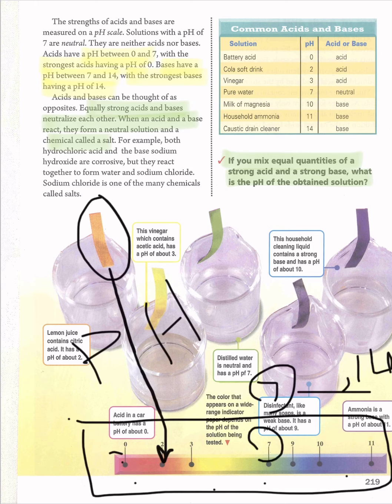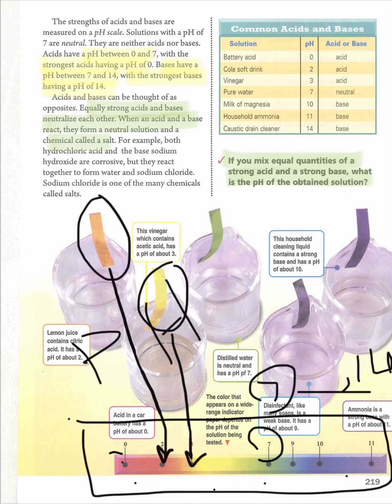And here we have vinegar. When you put litmus paper on vinegar, the color will change to yellow. Yellow starts from the number 3. If it's number 3, it means it's an acid.